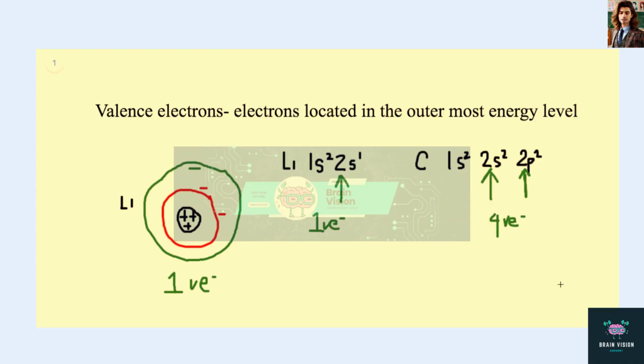Valence electrons, represented by VE. And again, the number of valence electrons help determine exactly what atoms, carbon or lithium, can be bonded to.